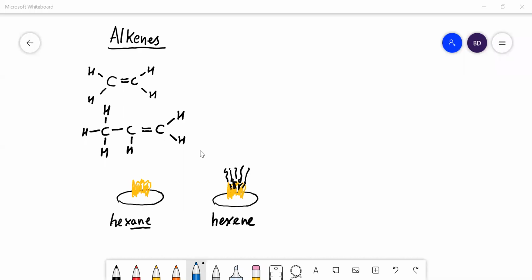Okay, we're going to talk about alkenes. Alkenes are a family of hydrocarbons, so that means they contain only carbon and hydrogen, like the alkanes, but they also must contain a carbon-carbon double bond. Sometimes when molecules contain a carbon-carbon double bond, we say they are unsaturated. That refers really to the amount of hydrogen, they're not saturated with hydrogen.